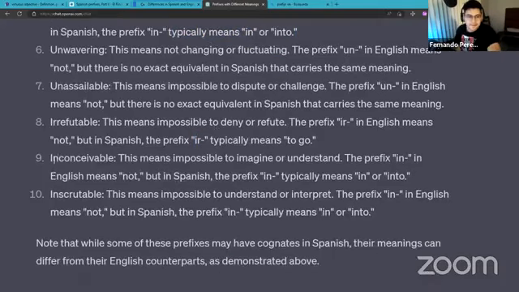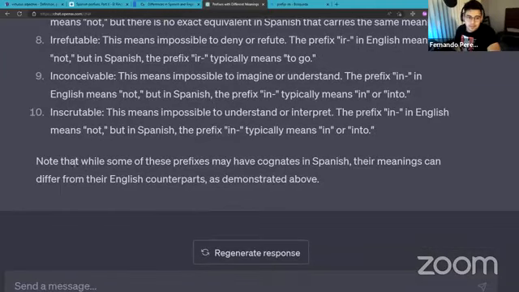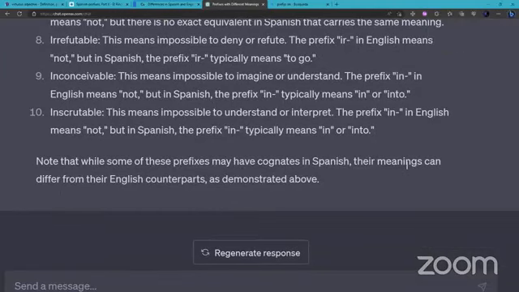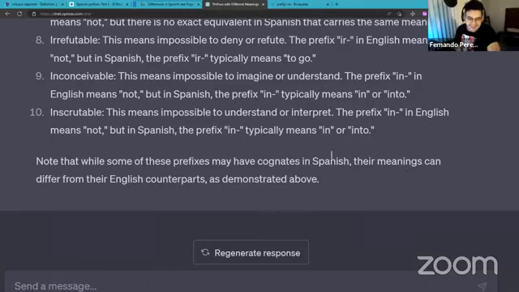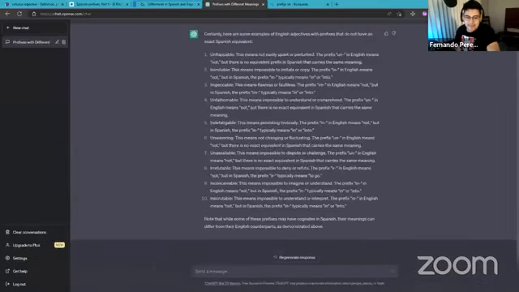That's wrong. Inconceivable. This means impossible to imagine or understand. The prefix in English means not, but in Spanish the prefix in means in and into. It's the same. It's repeating the same thing. Note that while some of these prefixes may have cognates in Spanish, ChatGPT sucks. Their meanings can differ from their English counterparts as demonstrated above. Okay.